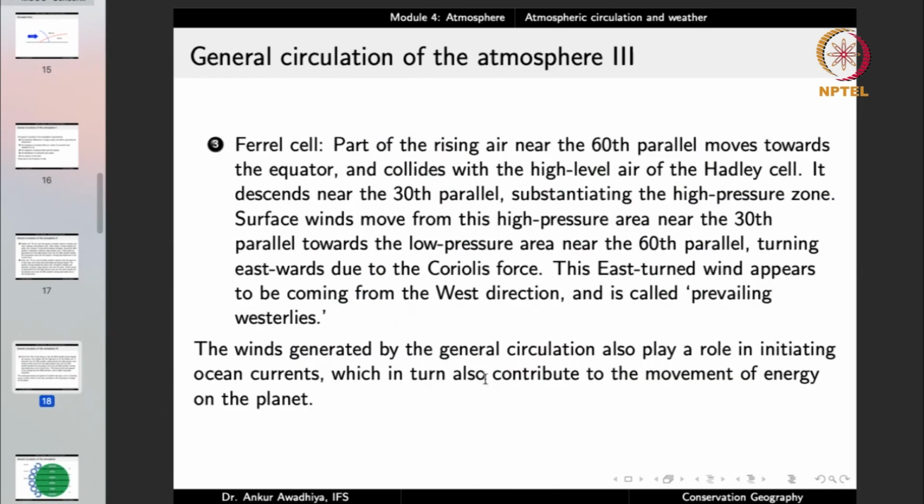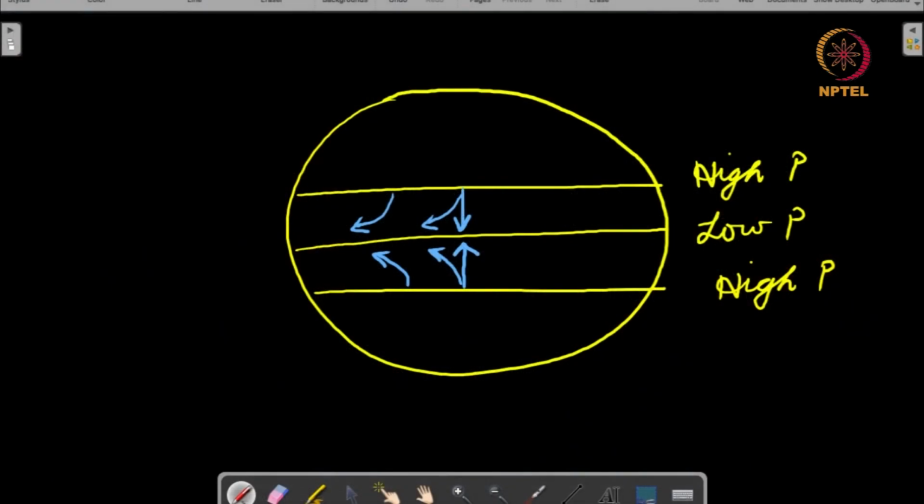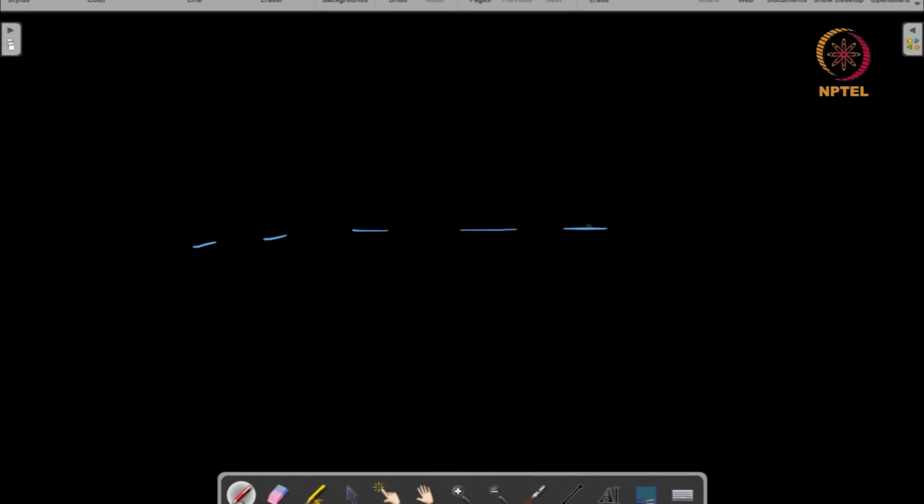The winds generated by the general circulation also play a role in initiating ocean currents, which in turn also contribute to the movement of energy on the planet. So what is happening is that when you have a water body and you have a strong wind that is blowing above it, and this wind is consistently moving in roughly all the seasons, because these winds are being generated due to the general circulation, which is arising because certain areas such as the equator are getting heated up more than the polar areas.